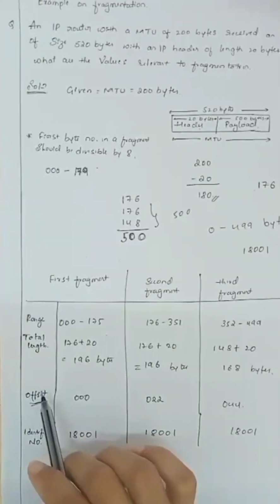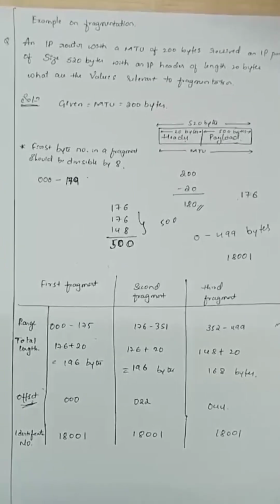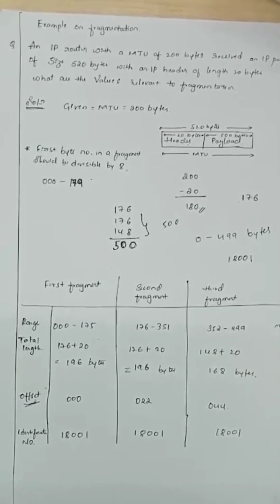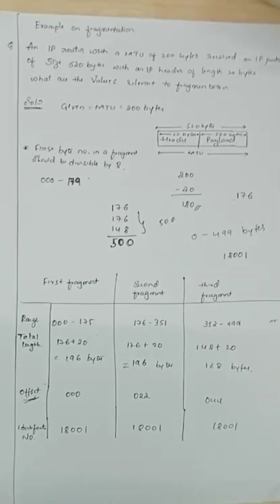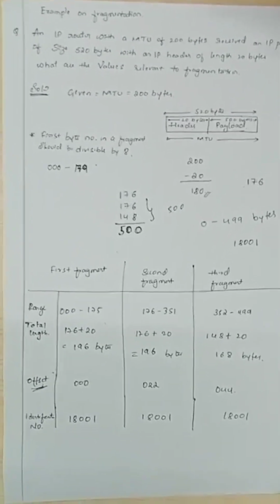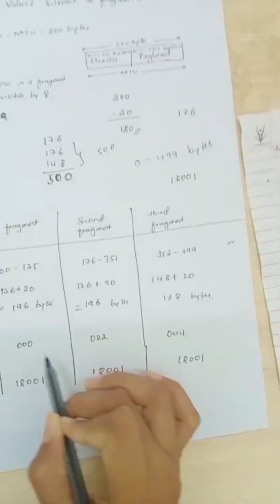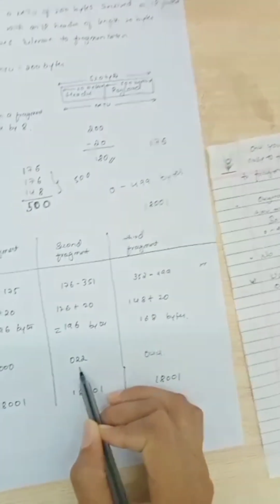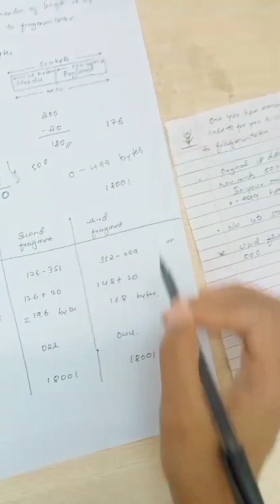Now we'll see the offset. The offset field is used to indicate the starting position of the data in the fragment in relation to the start of the data in the original packet. So here the first fragment starts with position 0, the second fragment starts with position 22, and the third one 44. I hope you understood.